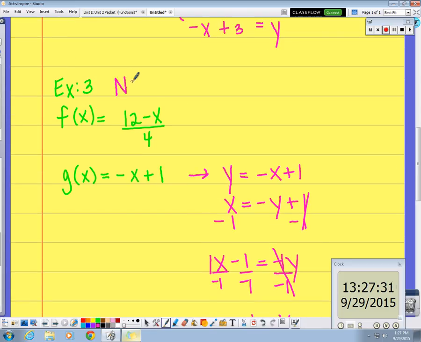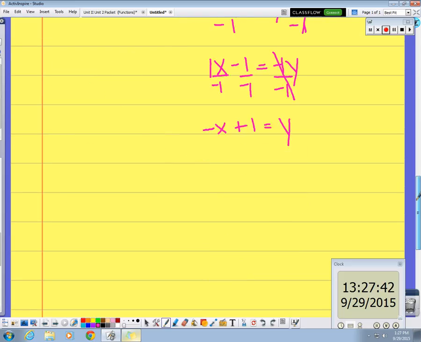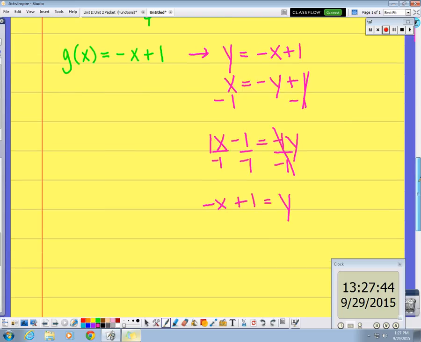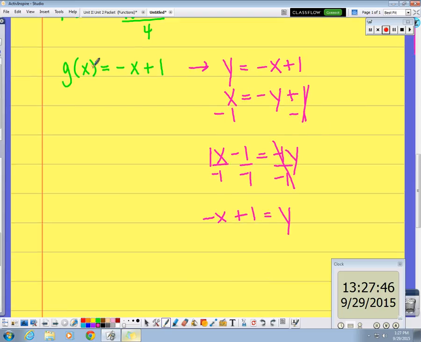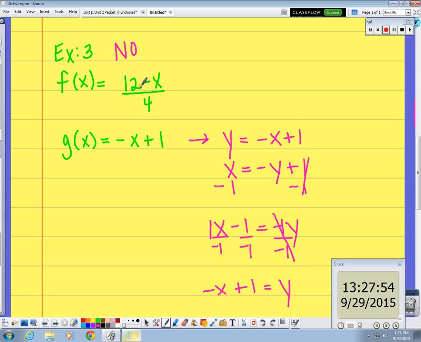So no, these are not inverses, because when you found the inverse of one of them, it did not look like the other function. The inverse was negative x plus 1. So basically, you got the same thing as the function. The inverse matches the function, but we were wanting it to match the other function, and it didn't.